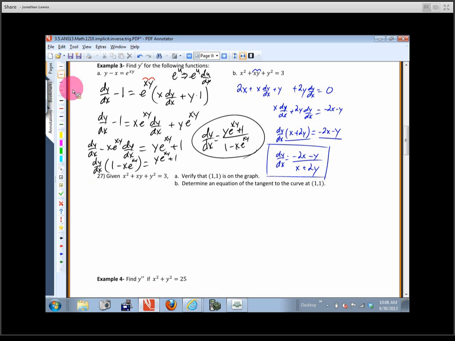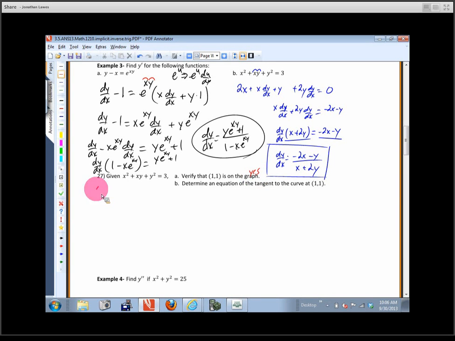Calculus or pre-calculus question there? Definitely pre-calculus. All they're asking you to do is plug in a 1 for x, a 1 for y, see if it makes the equation true. If it does, it's a point that's on the graph. And that's pretty easy to check. You'd get a 1 here, a 1 times 1 here, and a 1 there. Add them all together, you get a 3. So that answer is definitely a yes. We've verified that. And then it says determine an equation of the tangent to the curve at (1, 1).